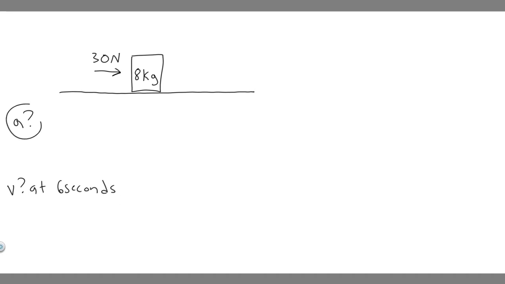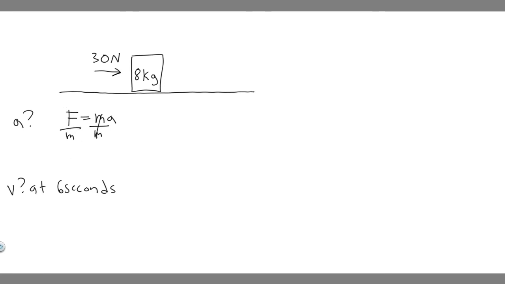Let's just start with A. So how do we solve for A? According to Newton's second law, there's a formula you should know, which is force is equal to mass times acceleration. If we divide both sides by m, the acceleration is just the constant force divided by the mass.